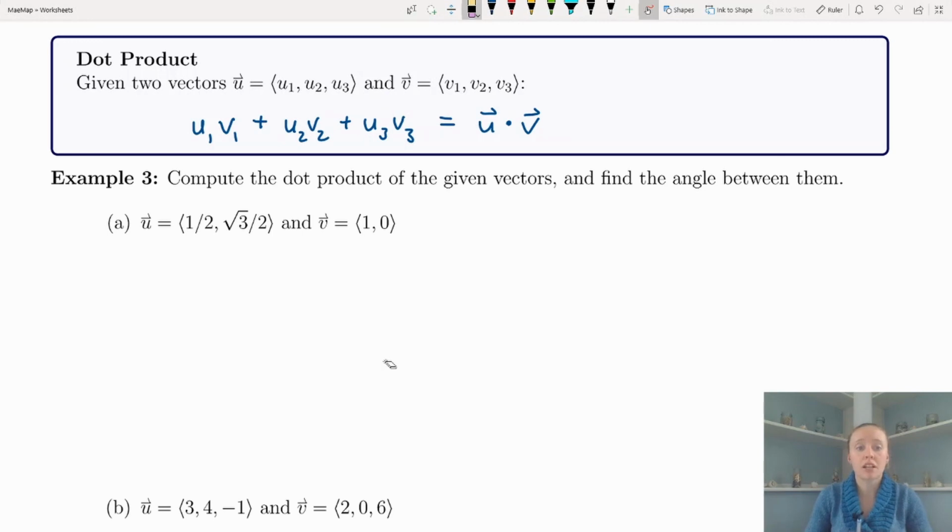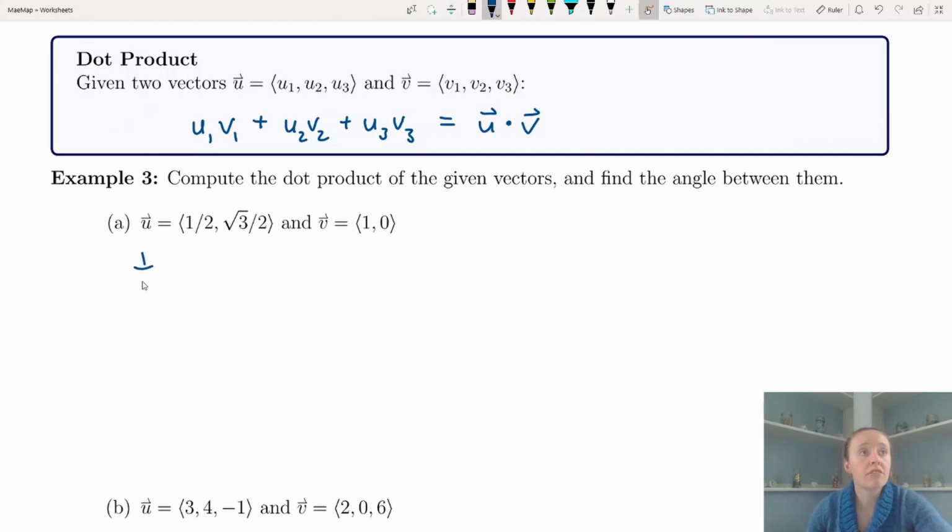Let's compute the dot product of the given vectors in A and B, and then we're going to find the angle between those two vectors. So if I'm computing the dot product between u and v, well, I'm not given an angle between them, so a good place to start is with this definition above.